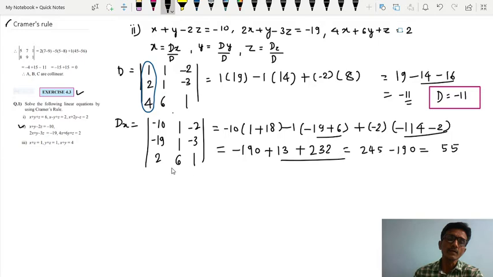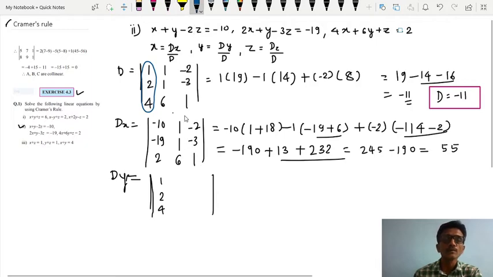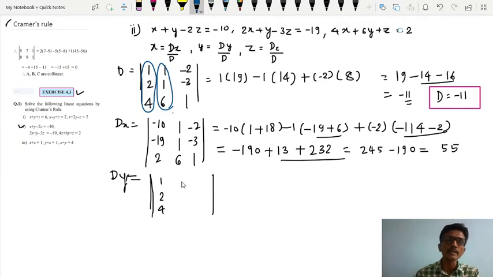Then we find dy. Yes students, dy we will find. So how do we get dy? It is obtained from d. dy is obtained from d by replacing the coefficients of y by constants. The first column is 1, 2, 4 as it is. In the second column you have to write minus 10, minus 19 and 2. And the third column as it is, minus 2, minus 3, 1. So expand this determinant.